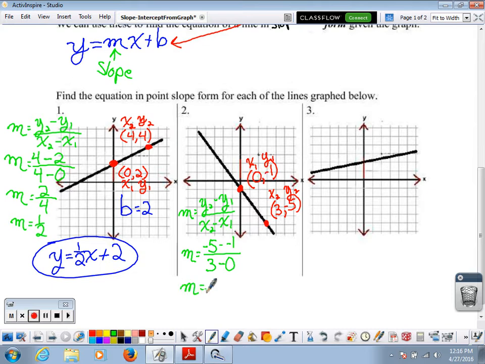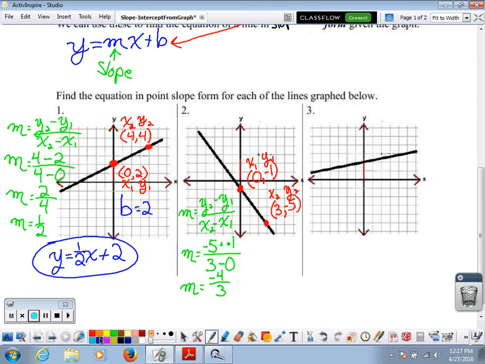Okay, Will, a chance to redeem yourself. Minus a negative means what? Add a positive. And -5 plus 1? -4. And 3 minus 0? Other way around? 3. Okay, so I have my slope equals -4/3. Now, it can be an improper fraction. That's fine. We talked about that last time. Improper fractions are better for slopes than mixed numbers.